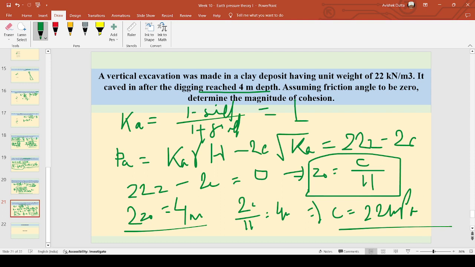Yes, sir. So what did I do first? What needs to be done first? Find out the coefficient of active pressure, form the equation, write the equation in terms of Z and C, because you don't know at what value the pressure is equal to 0. Now the pressure will be equal to 0 at Z0. Let Z equal to Z0, so Z0 will be in terms of C. Now it has been said that the critical height is 4 meter. That means 2Z0 equals to 4 meter. So from this equation you can find out the value of cohesion easily. Cohesion will be 22 kilopascal. Okay.